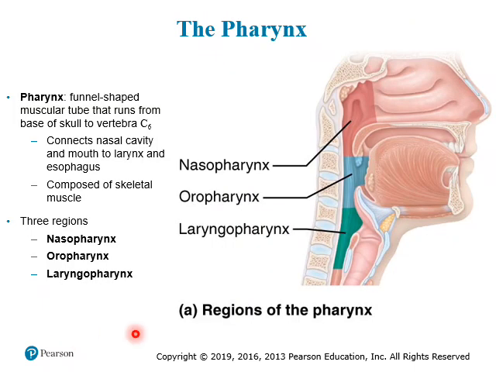The pharynx. The pharynx is a funnel shaped muscular tube that runs from the base of the skull all the way down to the sixth vertebrae. They connect the nasal cavity, the mouth, the larynx, and the esophagus. They are made up of skeletal muscles. And there are three regions to the pharynx.